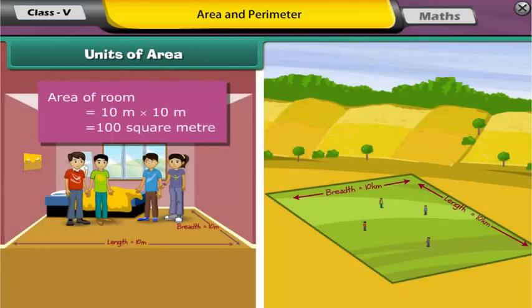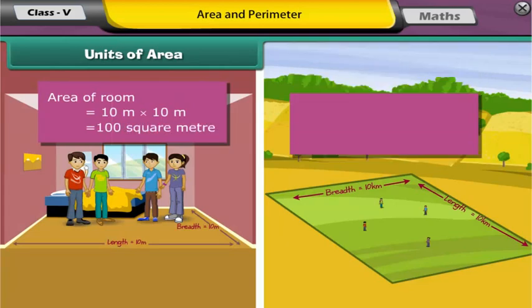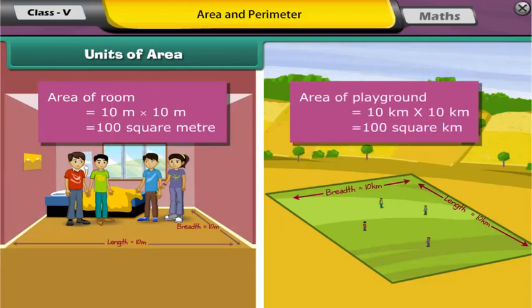The area of the room is equal to 100 square meters, while the area of the playground is equal to 100 square kilometers. Thus, square kilometer is bigger unit for measuring area of the figures than square meter.